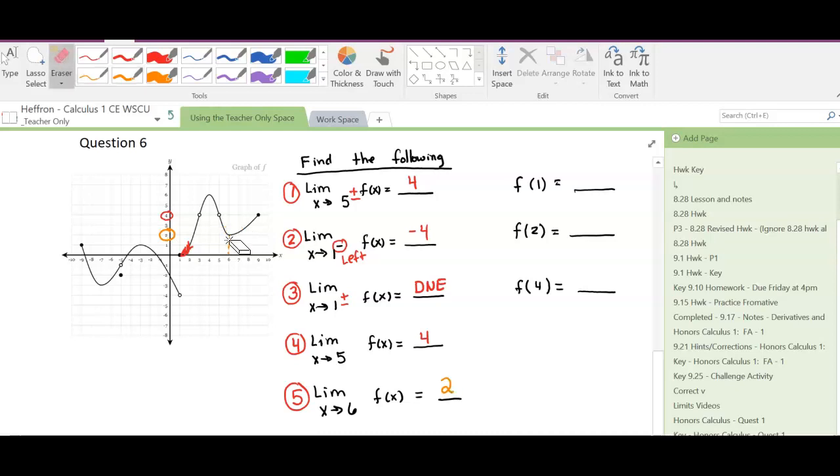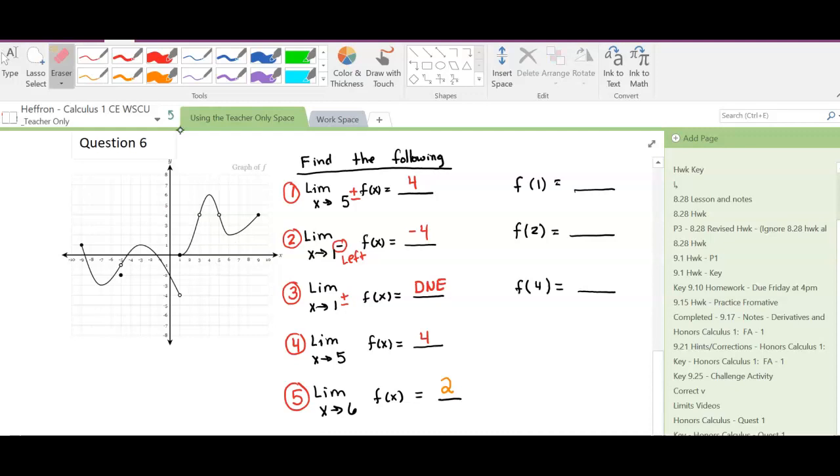And just a quick note, if there had been an open circle here, the answer would still have been 2 because that's what we are approaching from both directions. So it doesn't matter if the function is defined or not. The limit is the y value we approach from both sides.